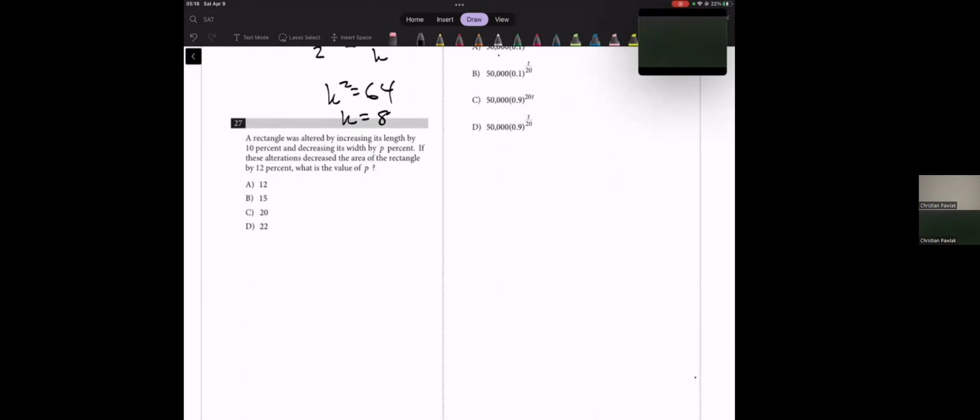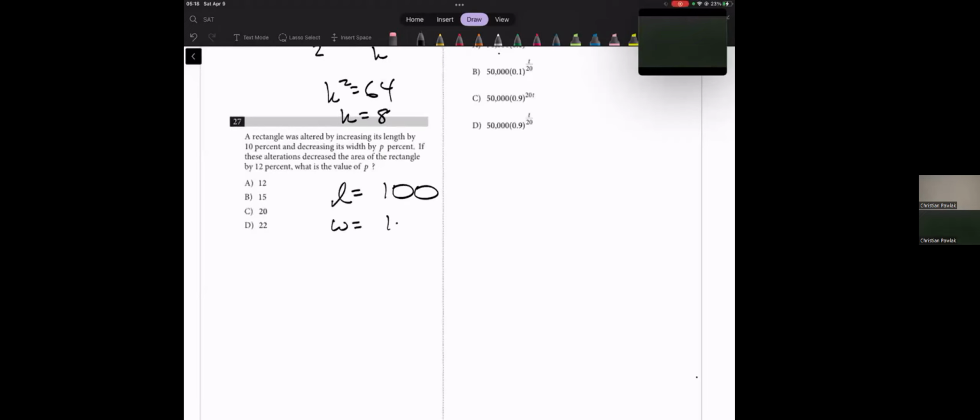27, a rectangle is altered by increasing its length by 10% and decreasing its width by p%. If these alterations decrease the area of the rectangle by 12%, what is the value of p? So here's the thing, they didn't actually mention how long this rectangle is, how wide this rectangle is, what the area is. So I'm going to make up my own values. I'm going to say the length is equal to 100 and the width is equal to 100, because they're easy numbers to deal with when it comes to percentages.